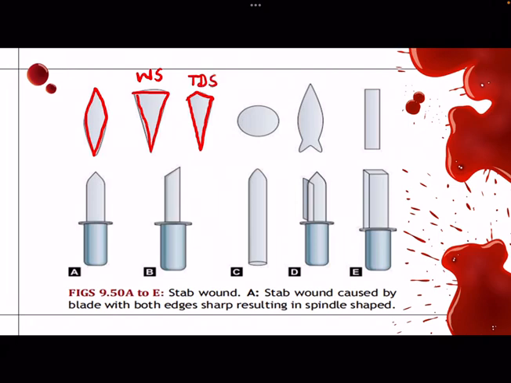If the weapon is round in shape, then it results in a round shaped stab wound. If the weapon has one edge sharp and the other edge square, then it results in a fish tail appearance. If the knife is rectangular in shape, then it results in a rectangular shaped stab wound. These are the different shapes of stab wounds and different types of weapons used.